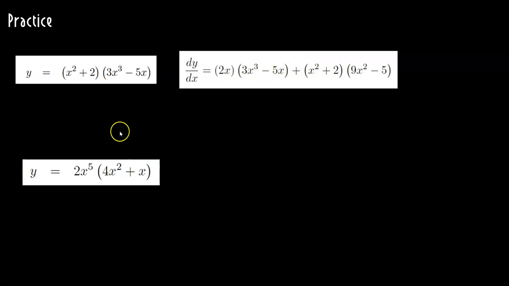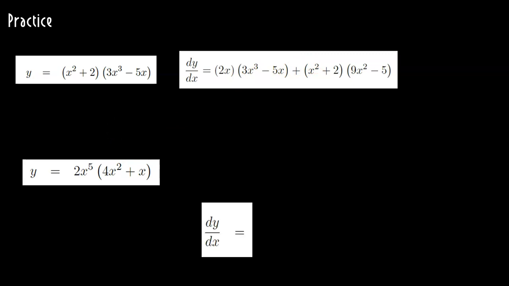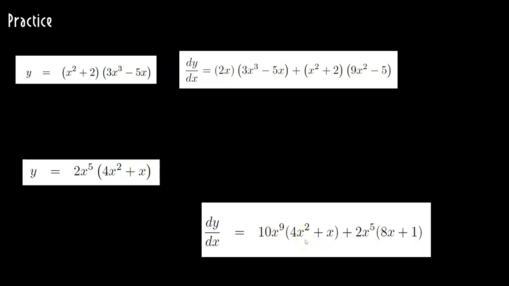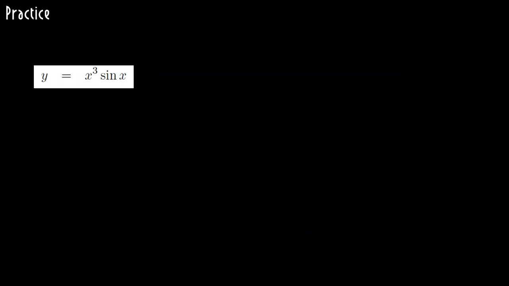How about this example? I've got 2x to the fifth times 4x squared plus 1. Again, I will take the derivative of the first one and leave the second expression alone, and then vice versa. This one I couldn't multiply out. The other two, I could have multiplied them out and taken the derivative that way, but this one I must use the product rule. Take the derivative of the first one, leave the sine alone, then leave the x cubed alone and take the derivative of the sine.